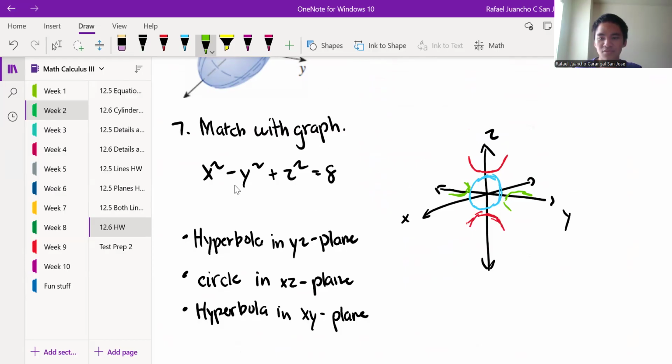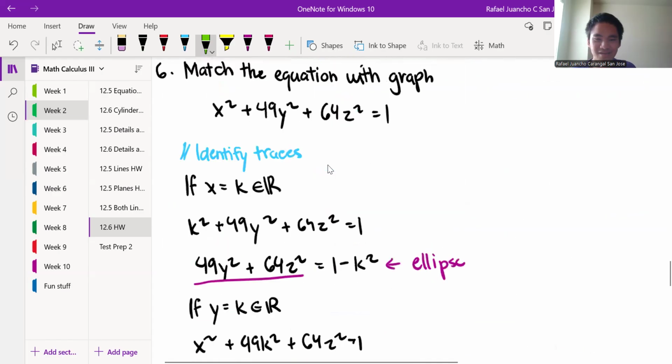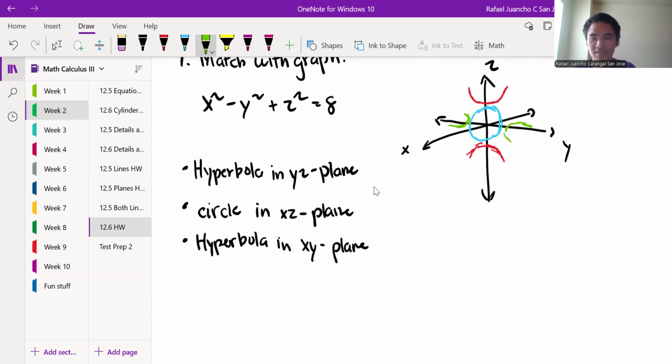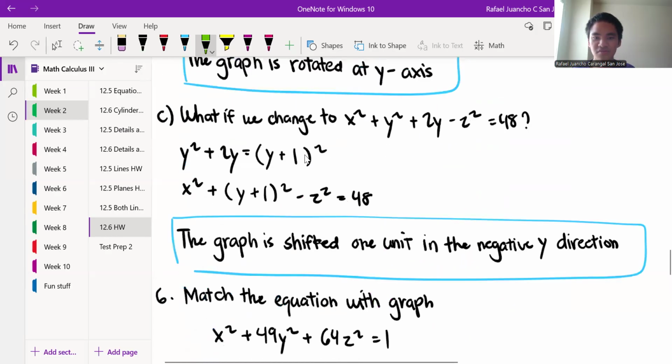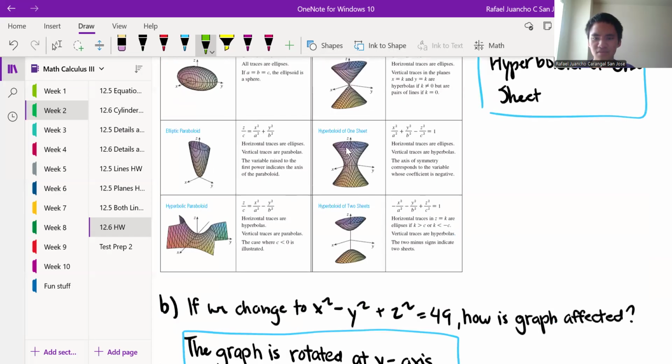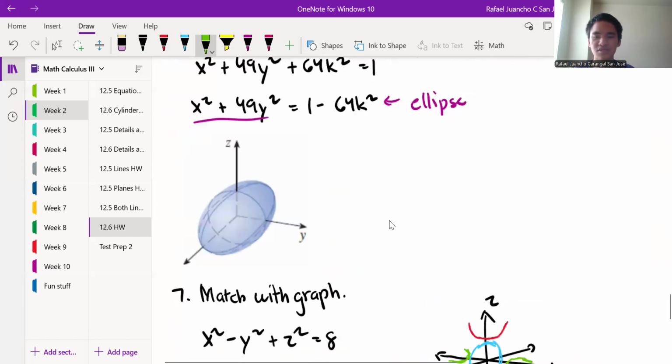Let me think. Let me think. What is this? So YZ plane, XY plane. Hmm. Oh, we want to rotate it to the other side because we're revolving around the Y. Here it assumes we're revolving around Z. So if we're revolving around Y, we have two vertical traces that are hyperbolas, right?